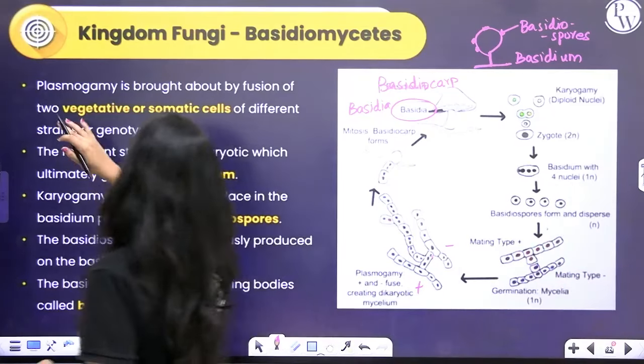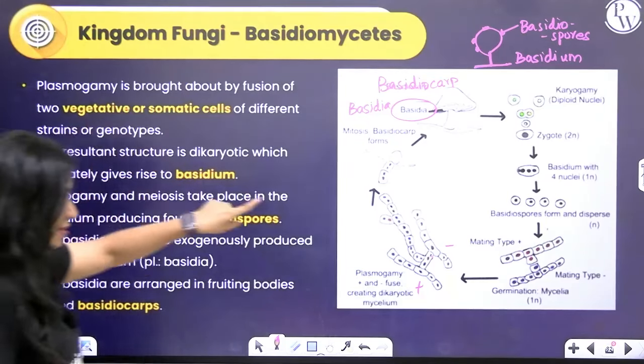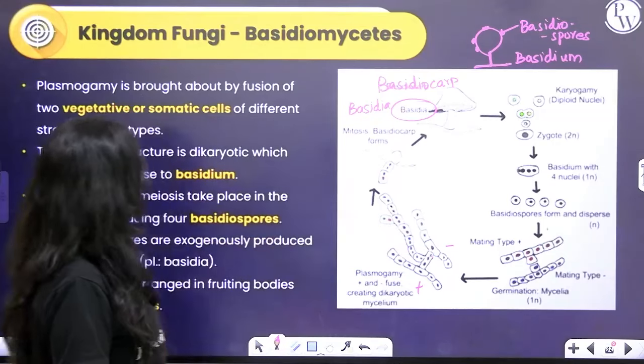Plasmogamy is brought about by fusion of 2 vegetative or somatic cells of different strains. The resultant structure is dikaryotic. That resultant structure, the dikaryotic structure itself, will give rise to the basidium.